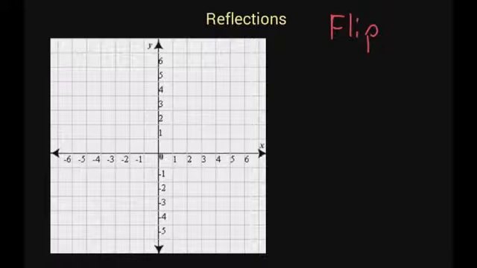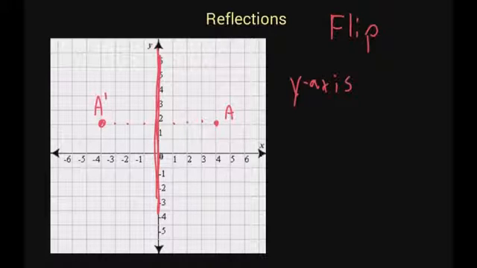So let's say we have a point here at 4, 2, and we want to reflect it across the y-axis. So we have our y-axis right here, and we are 1, 2, 3, 4 away from that y-axis. So we got to be the same distance. So we're going to go 1, 2, 3, 4, and that is going to be my A prime. So my reflection across the y-axis for 4, 2 would then become negative 4, 2.